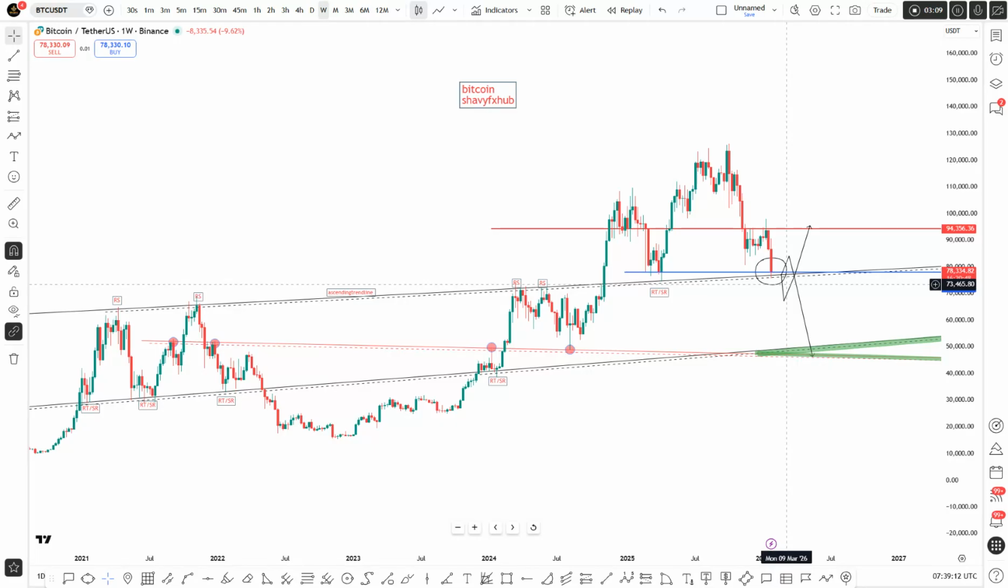Whatever directional bias you're using, please make sure that the weekly candle does not close below the blue support structure. If the weekly candle closes below it, then it's a bearish continuation. I'm sorry to say it. It is over 80% likely that you're going to have a bearish continuation if that happens.